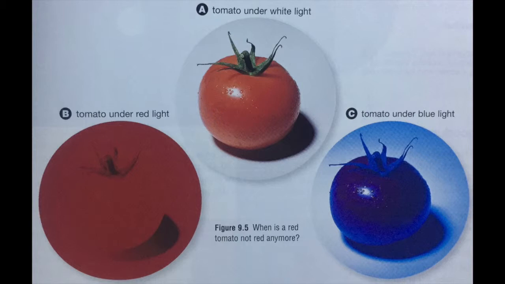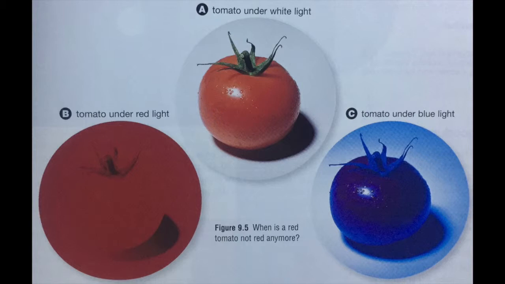Examine figure 9.5. A tomato under white light looks red because it is reflecting only red to your eyes, as shown in photograph A. What happens to all the other colors if only red light is reflected? The other colors have been absorbed by the skin of the tomato.